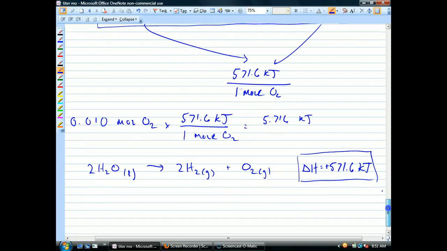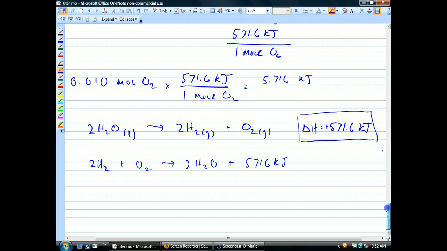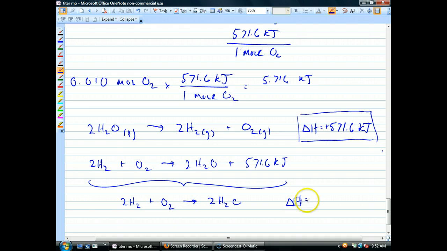Let me just write the reverse here again, just in case you're still confused about this. 2 H2O yields 2 H2 plus O2, and 571.6 kilojoules is on the product side. If I wanted to write this a different way, I would write it like this: delta H equals negative 571.6 kilojoules. See the difference there? The heat is leaving. It's going out.